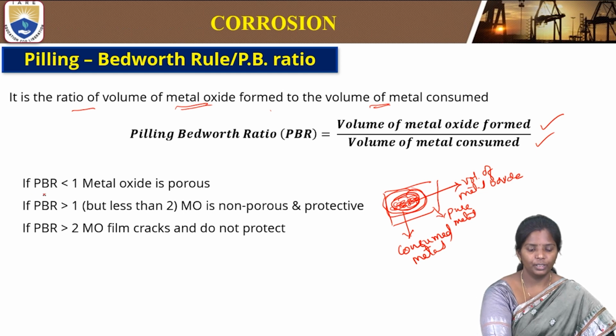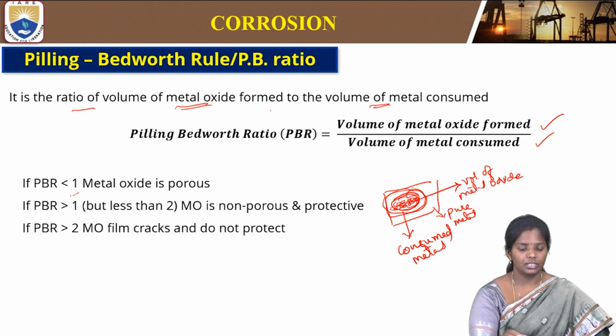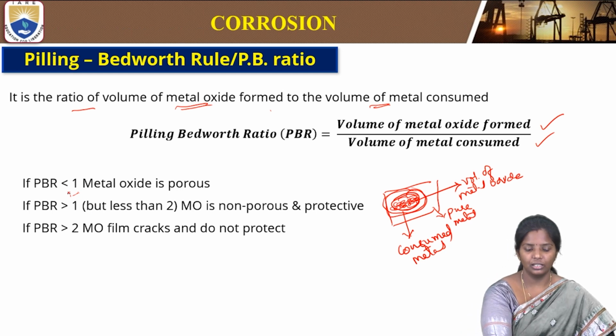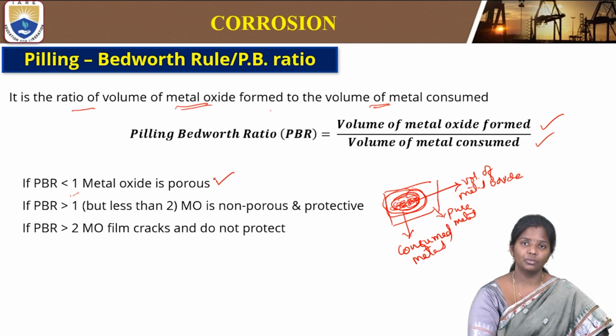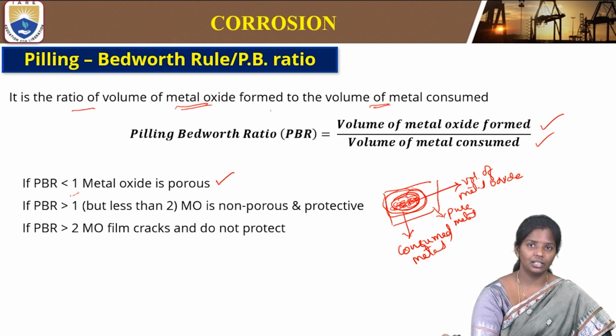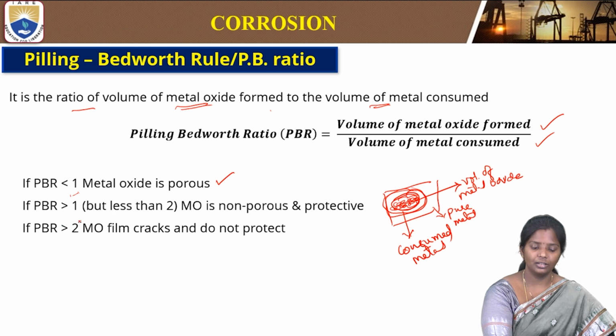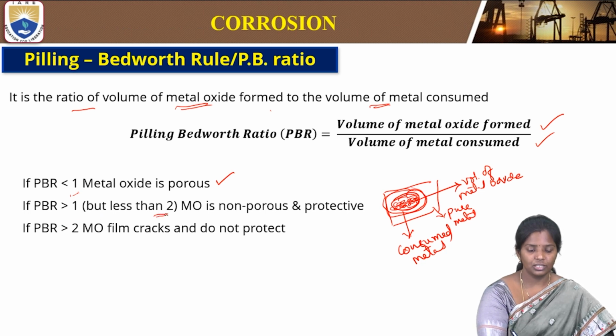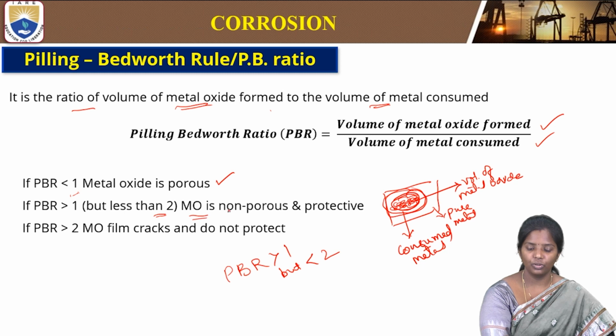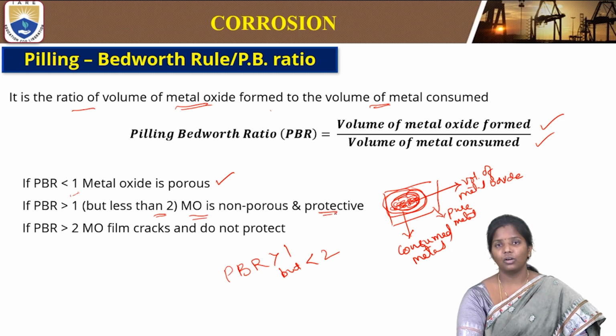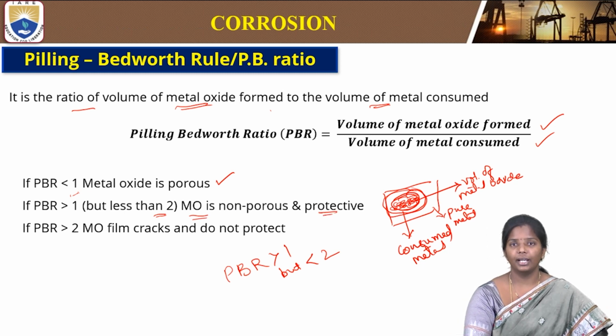If the PBR, the Pilling-Bedworth ratio, is less than 1, it is porous. We can understand that it is porous. If it is greater than 1 but less than 2, then the metal oxide layer is non-porous and protective.